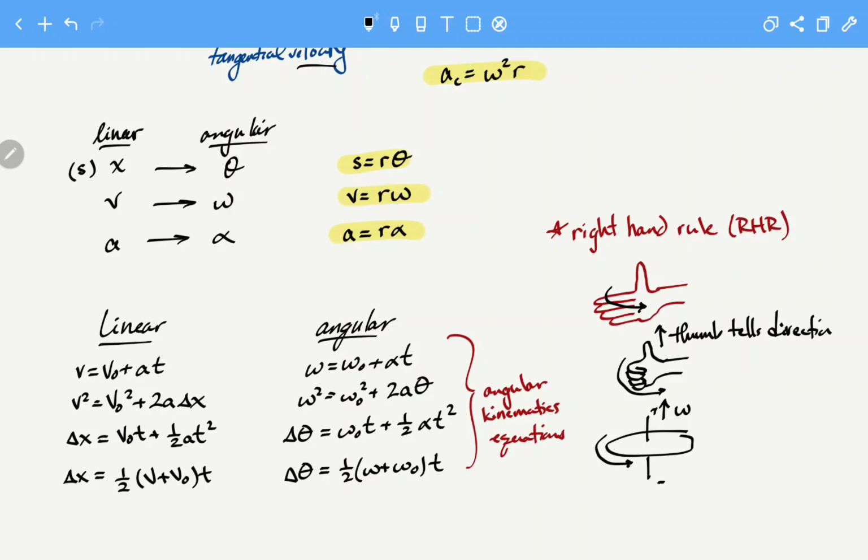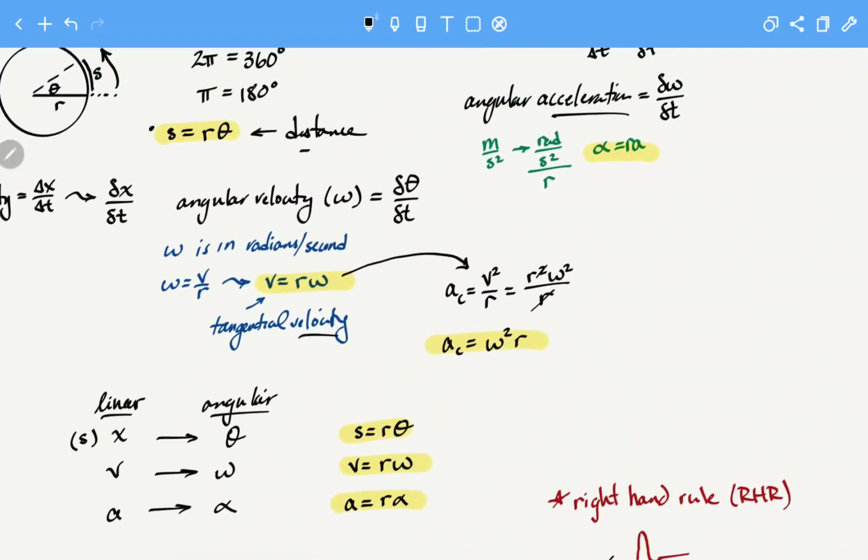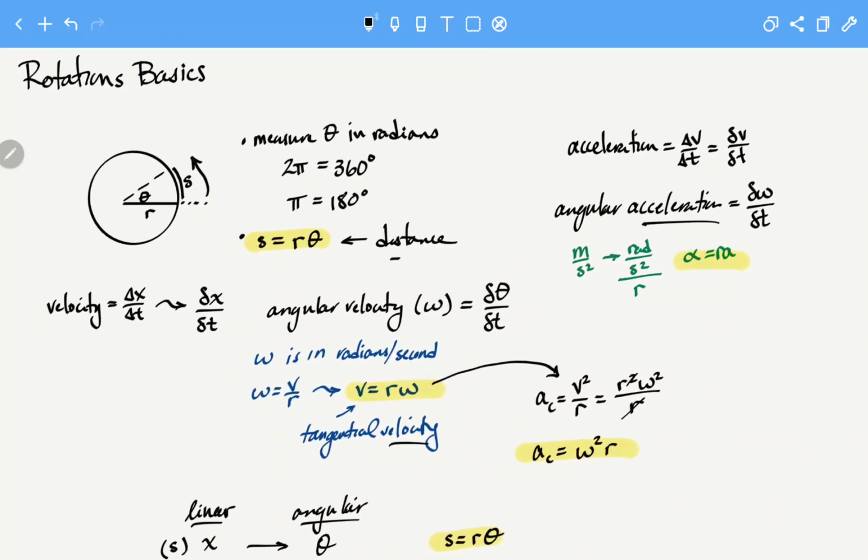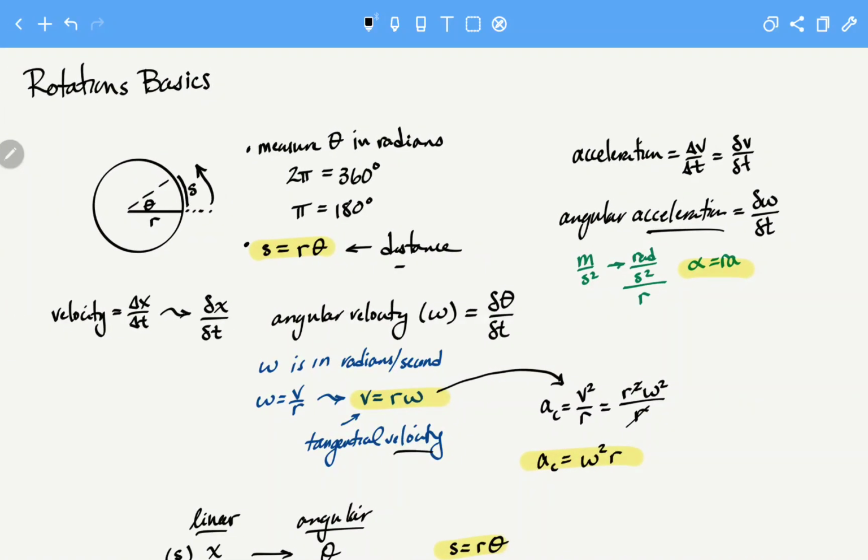Okay, so this has just been our intro to rotational motion. So hopefully it kind of clarifies that we're not going too far off the rails here. We're going back to what we know. We're just making links to all the stuff that we know very well.